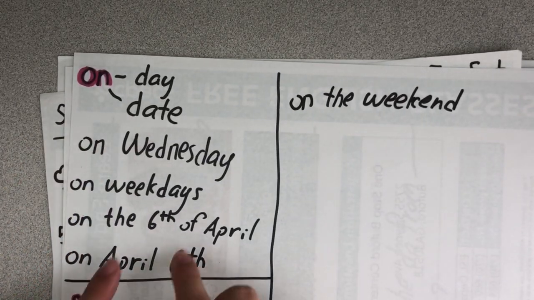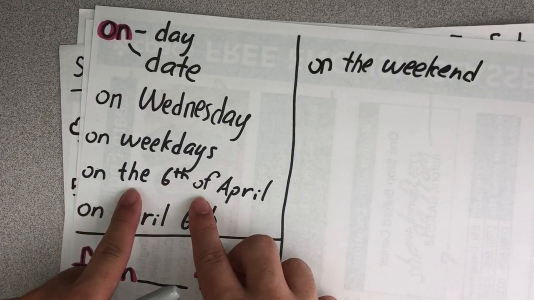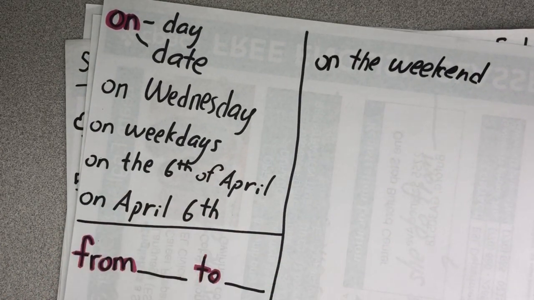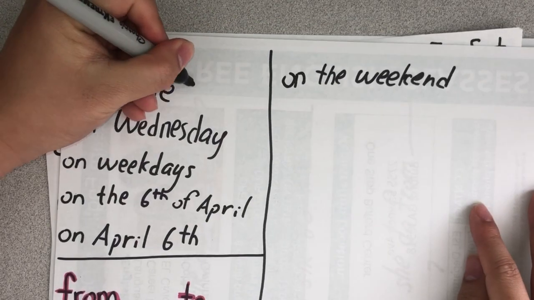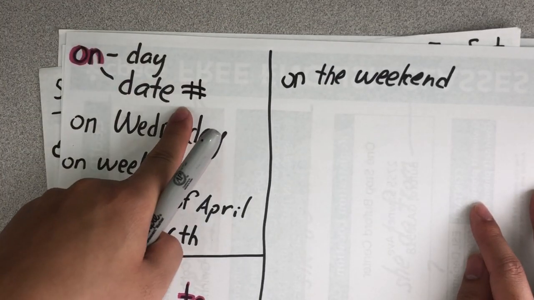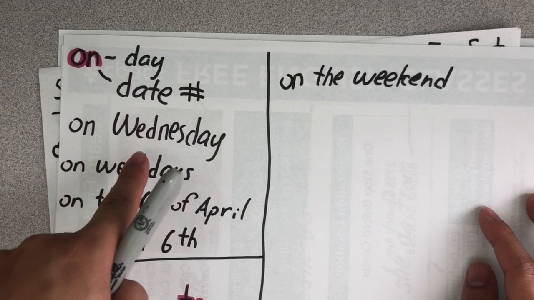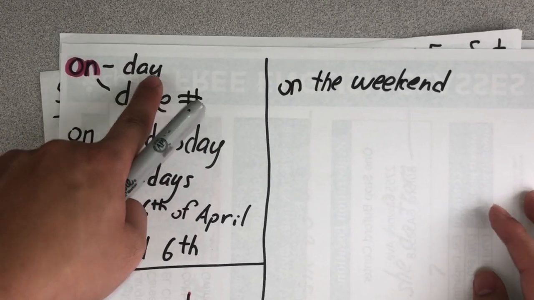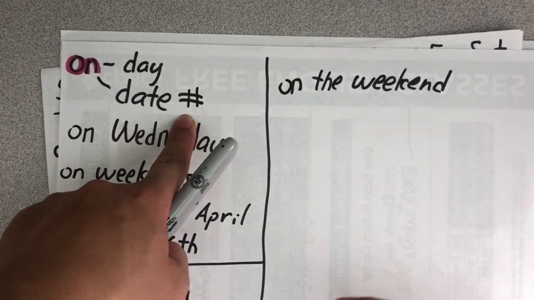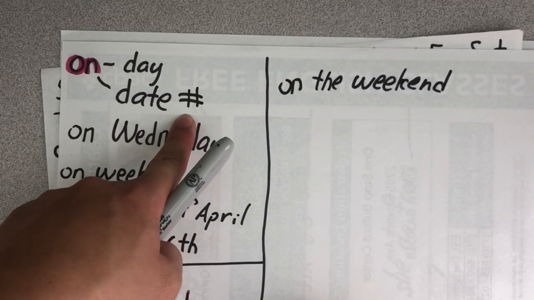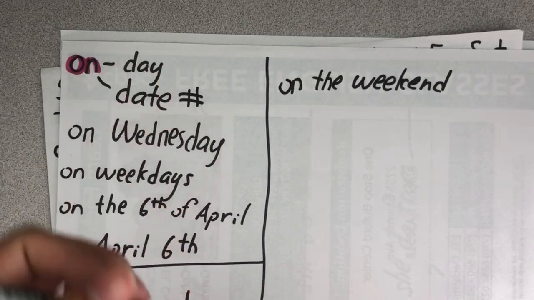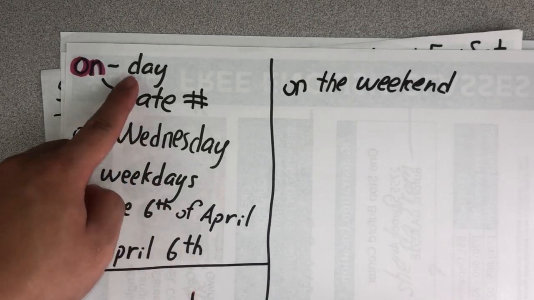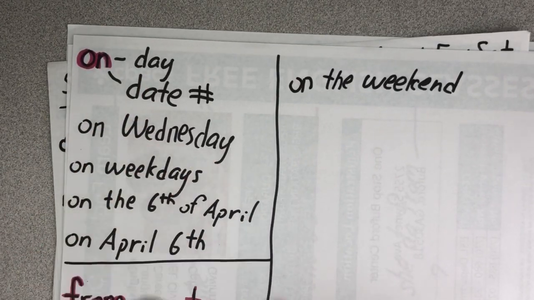Date. This is a date. On the 6th of April, on April 6th. So date is the number. Day is the name of the day. Monday, Tuesday, Wednesday, Saturday, Sunday. Date. March 1st, March 2nd, April 3rd, April 5th. Date is the number. Day is the name.